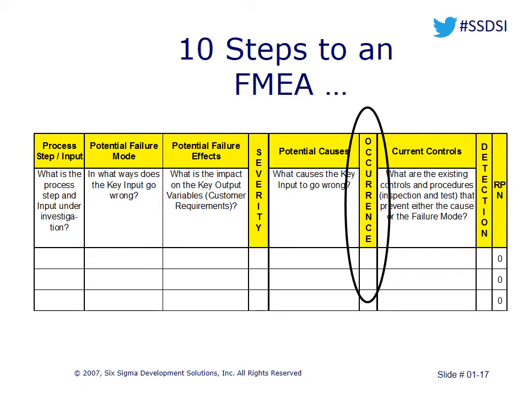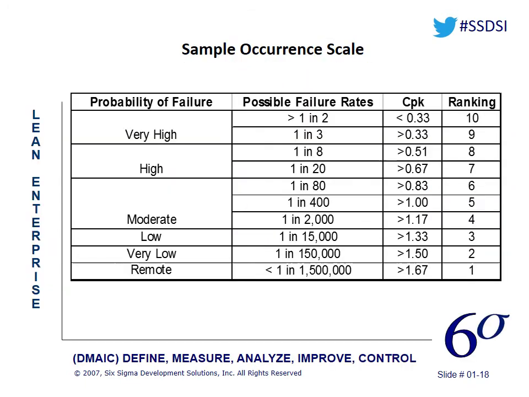This is where the occurrence goes. This is the column in which you place the occurrence. And here is a sample occurrence scale.